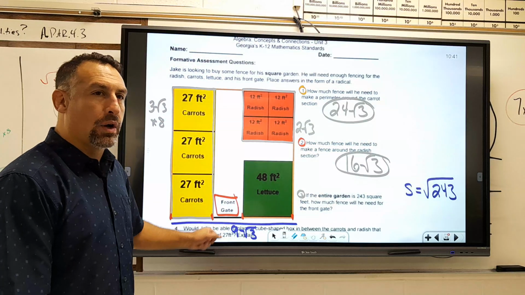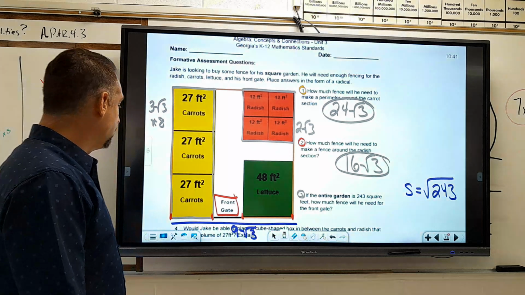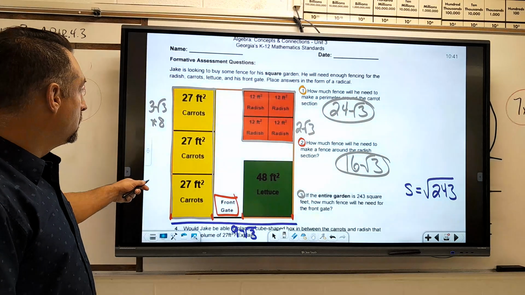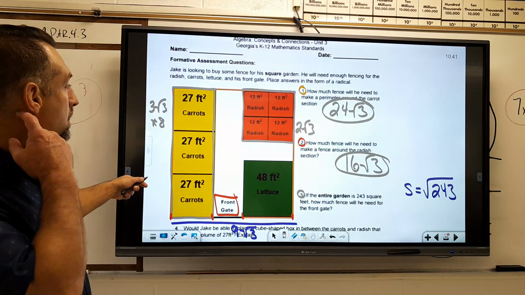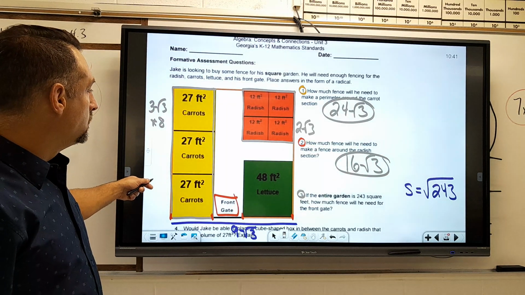Did anyone find the front gate answer? You know what? There was a bunch of answers, but I didn't even look at that one because I was looking at the other one and I didn't do it.